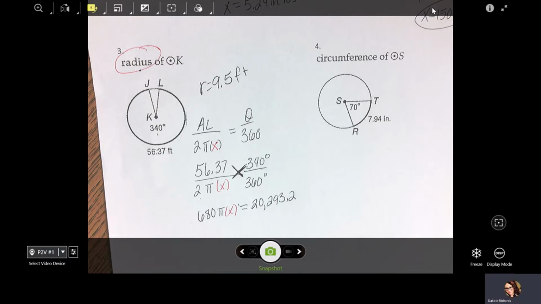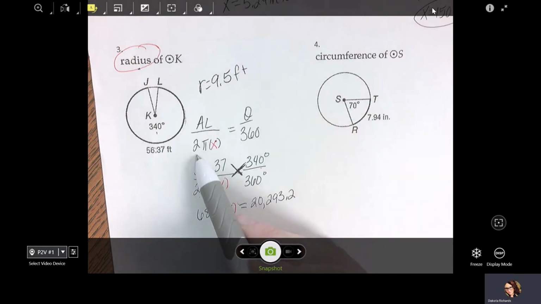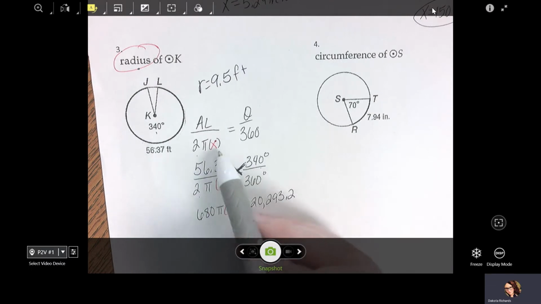Gotcha. And that's a common mistake. She forgot to put her 2 right here, and that happens. But 2 pi r is just part of the formula.